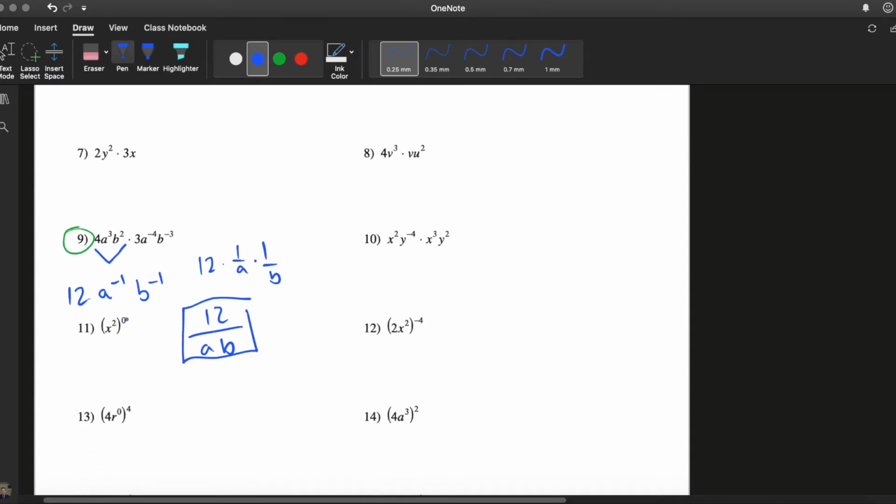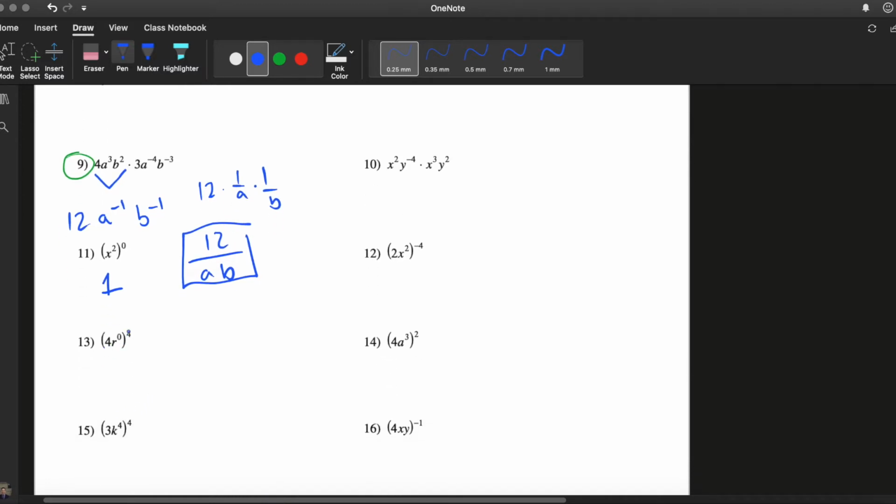Something like this, ladies and gentlemen. People are having trouble with these two right here. x to the 2nd power raised to the 0. Anything to the 0 is just 1. But here, we have to remember to distribute the 4, okay? So this is 4 to the 4th power times r to the 0 times 4. Well, in this case, you would get 4 to the 4th power times r to the 0. And, you know, I'm going to let you guys figure this one out. But just don't forget to distribute, okay?